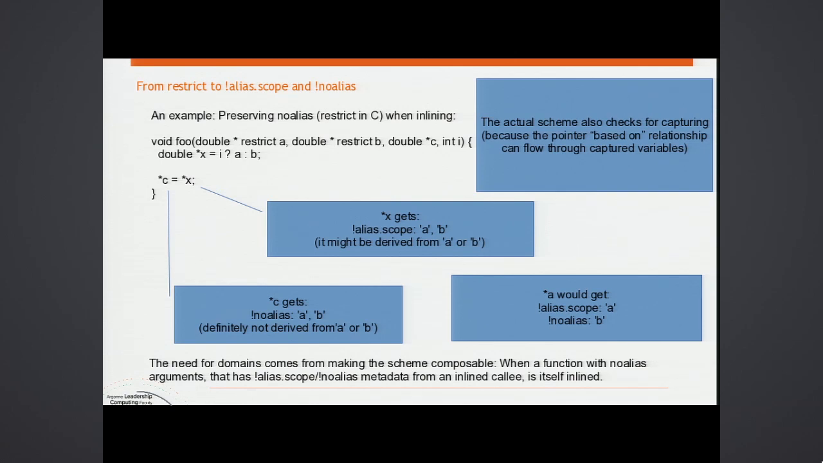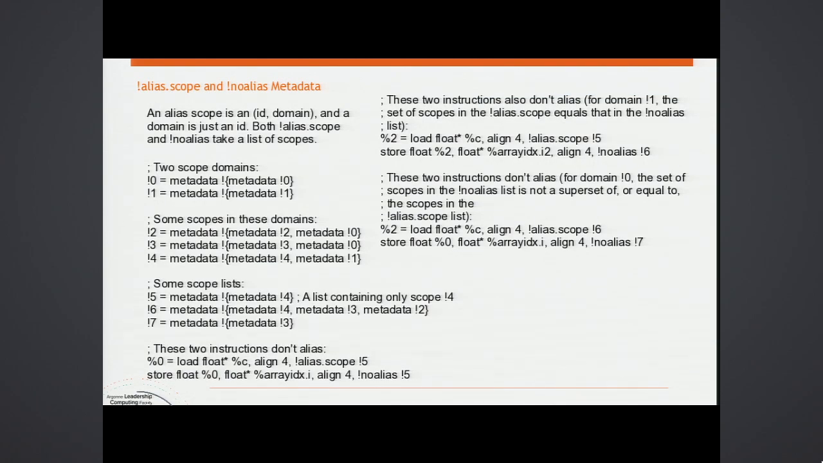Now, the actual algorithm is a bit more complicated because it has to also deal with capturing, because whether a pointer is derived from or based on another pointer can flow through external variables, and so you have to be a bit more careful about that. And it can flow through function calls, and the algorithm needs to deal with that. But nevertheless, this is the basic idea. Now I'll go back. I did copy most of this from the language reference, which does have a little bit more explanatory text as well. So you don't have to take it all from this slide. But here I have some examples.